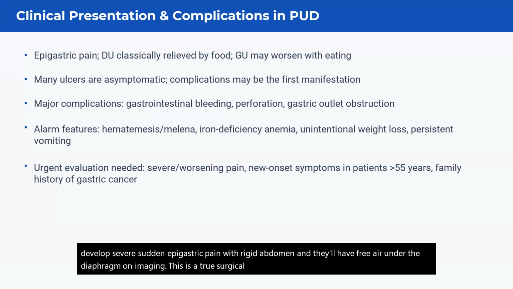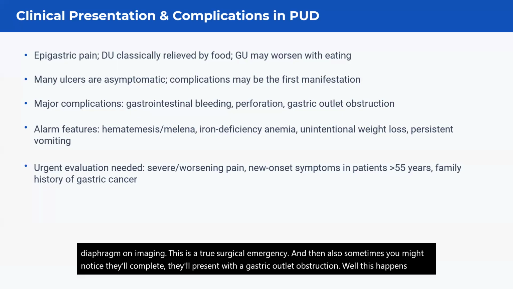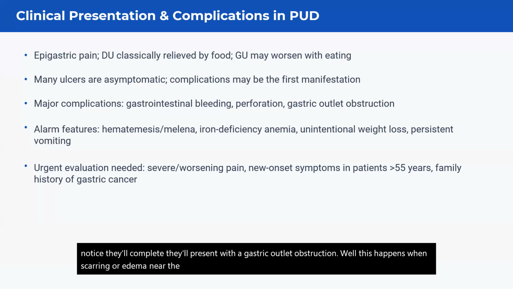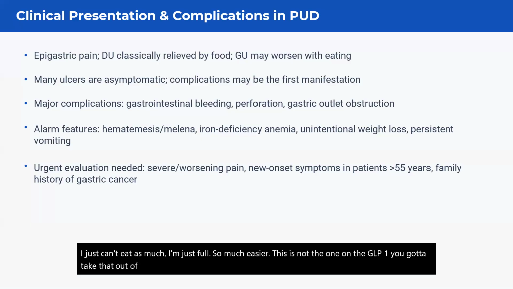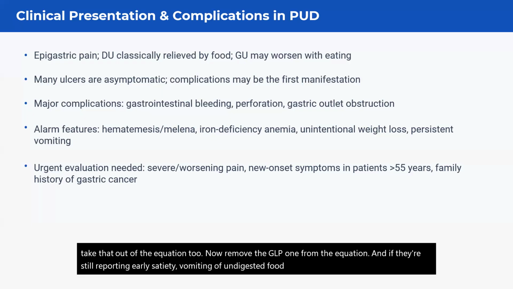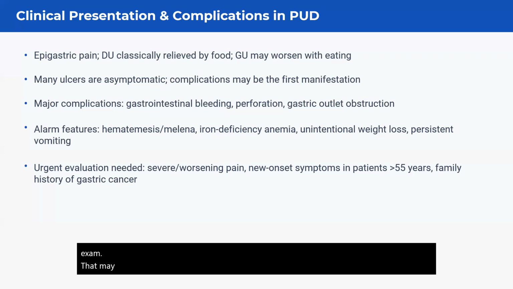And then also sometimes you might notice they'll present with a gastric outlet obstruction. Well, this happens when scarring or edema near the pylorus narrows the lumen. So what happens is patients will report to you, I just can't eat as much. I just feel so full so easily. This is not the one on the GLP-1. You've got to take that out of the equation too now. Remove the GLP-1 from the equation, and if they're still reporting early satiety, vomiting of undigested food, or a succussion splash on physical exam, that may help cue you into some sort of outlet obstruction.